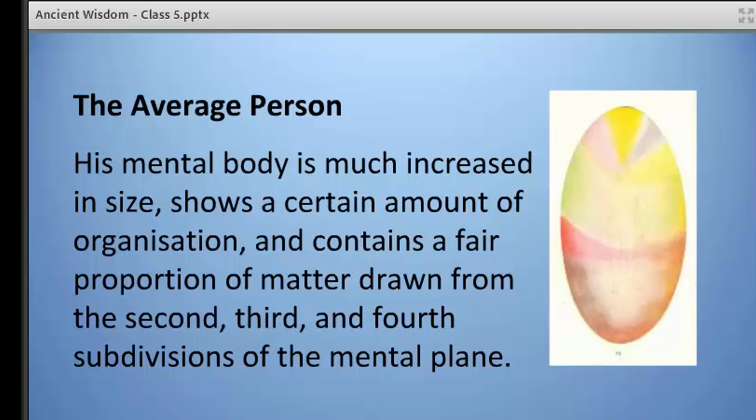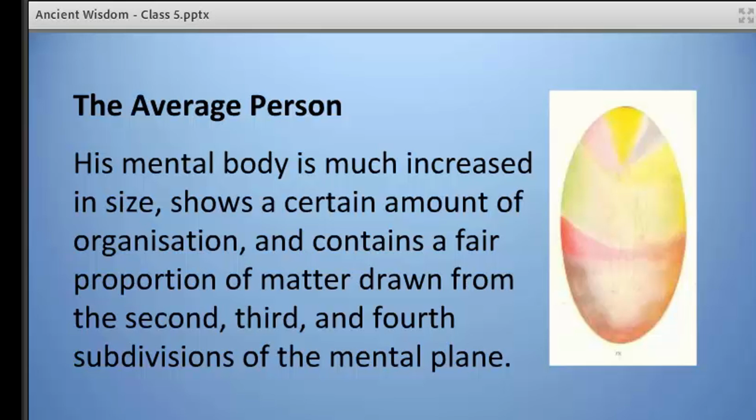The average person. His mental body is much increased in size, shows a certain amount of organization, and contains a fair proportion of matter drawn from the second, third, and fourth subdivisions of the mental plane. So see that there is far more yellow there. Only on the borders you see matter that may be a little muddier, but there is a beginning of this more brightness. And as you are going to see in the spiritually developed mental body, you will see that this is beginning to be more well organized.